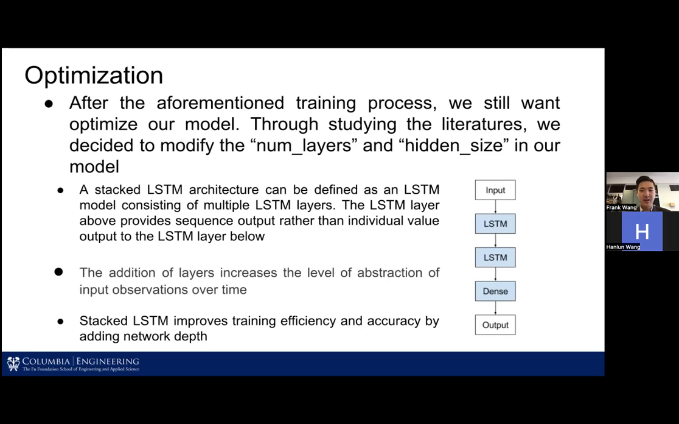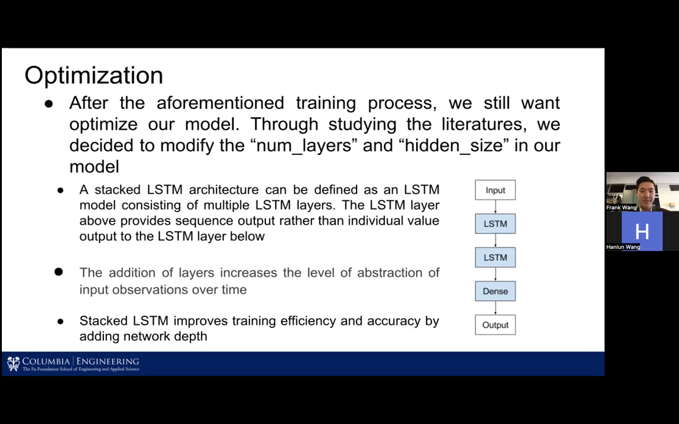A stacked LSTM architecture can be defined as an LSTM model consisting of multiple LSTM layers. The LSTM layers above provide the sequence output, rather than individual value outputs, to the LSTM layers below. This figure shows the architecture of a stacked LSTM model, which has two LSTM layers.